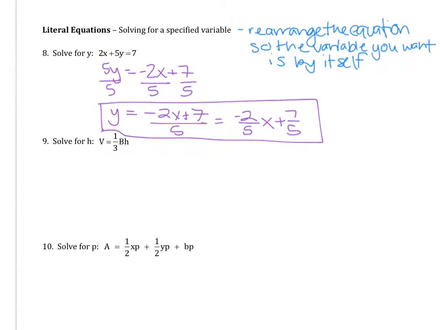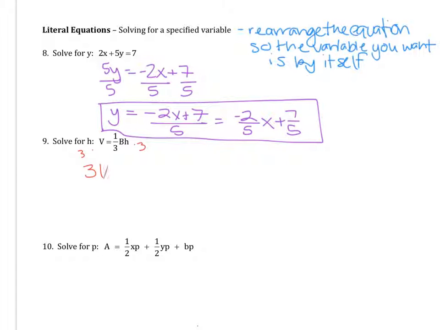Okay, the second one changes gears a little bit. Now they're asking us to solve for h in a formula from geometry. Volume equals 1/3 area of the base times the height. So first thing we probably want to undo is getting rid of the 1/3. How do you undo a fraction? Usually by multiplying by the reciprocal. So to get rid of 1/3, I'm going to times both sides by 3.